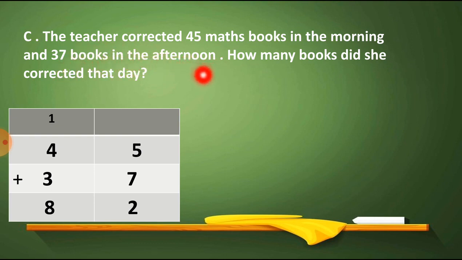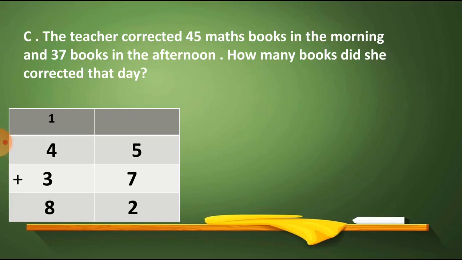So here I found two digits. As I told you, just try to find the information in digits. So I write down number 45 here and then 37. Let's read ahead. How many books did she correct that day? It means total. On this day, how many total books did she correct?